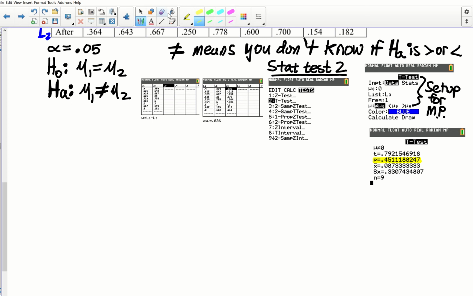All right, so we got a p-value of 0.45-ish. The alpha value is 0.05. So in order to reject the null hypothesis, the p-value has to be less than alpha. All right. So p-value.